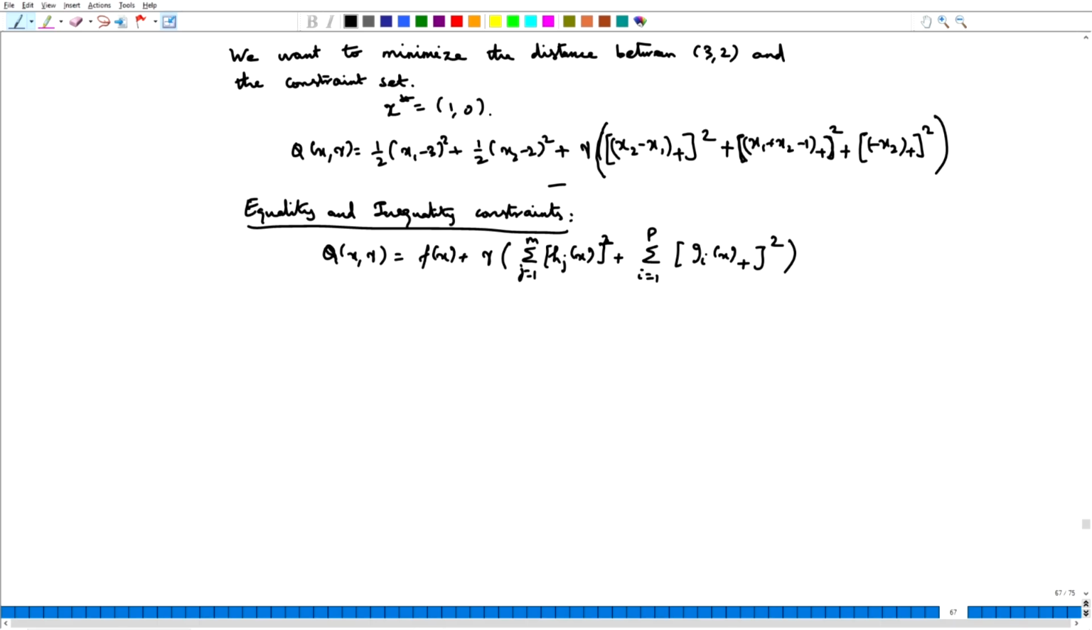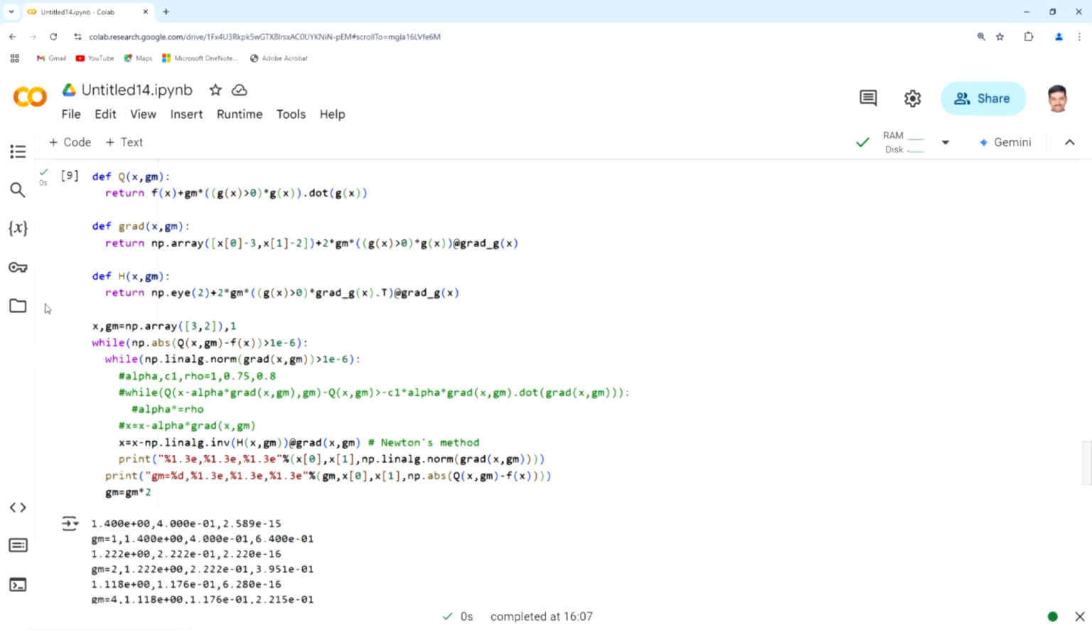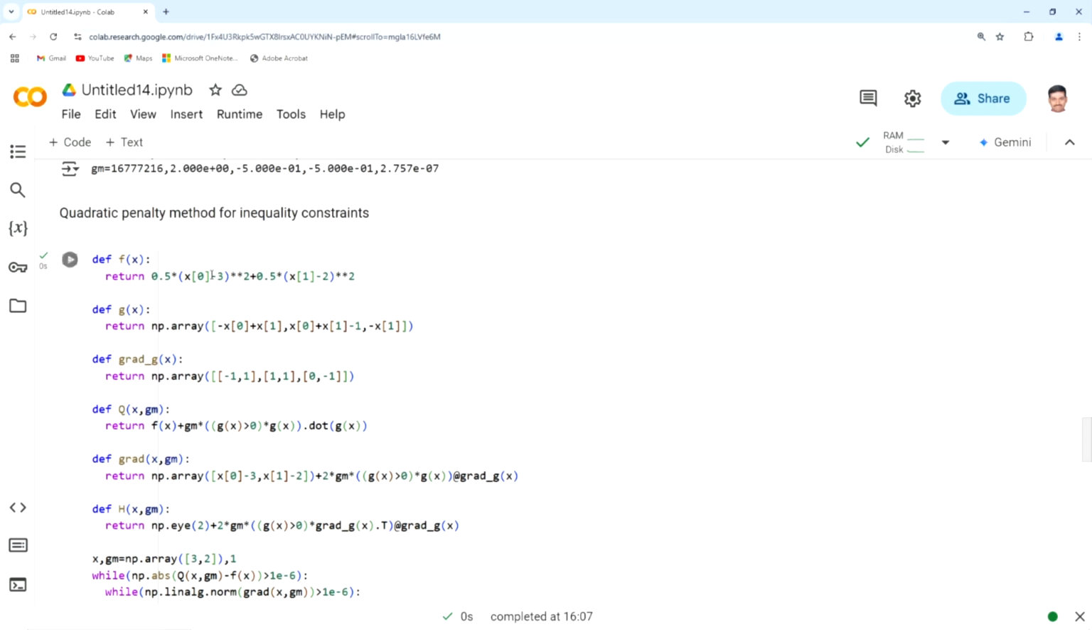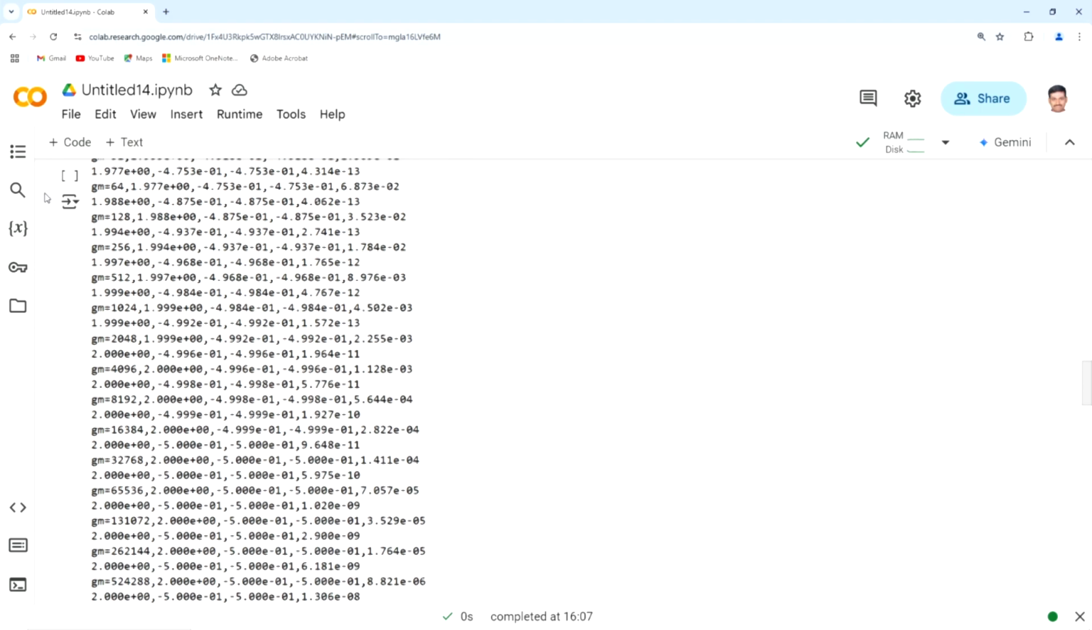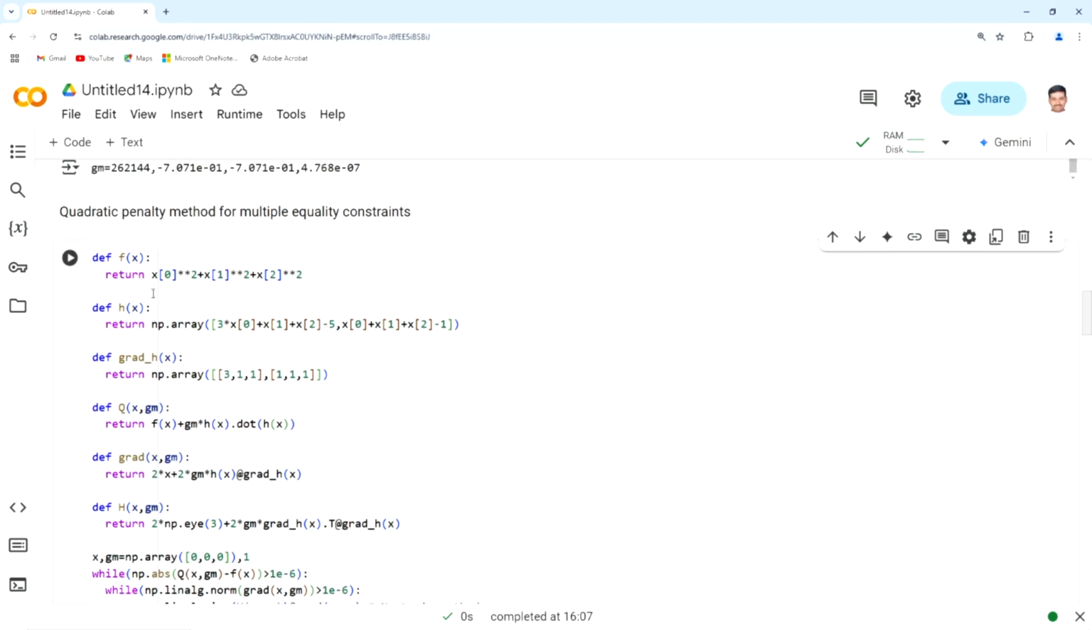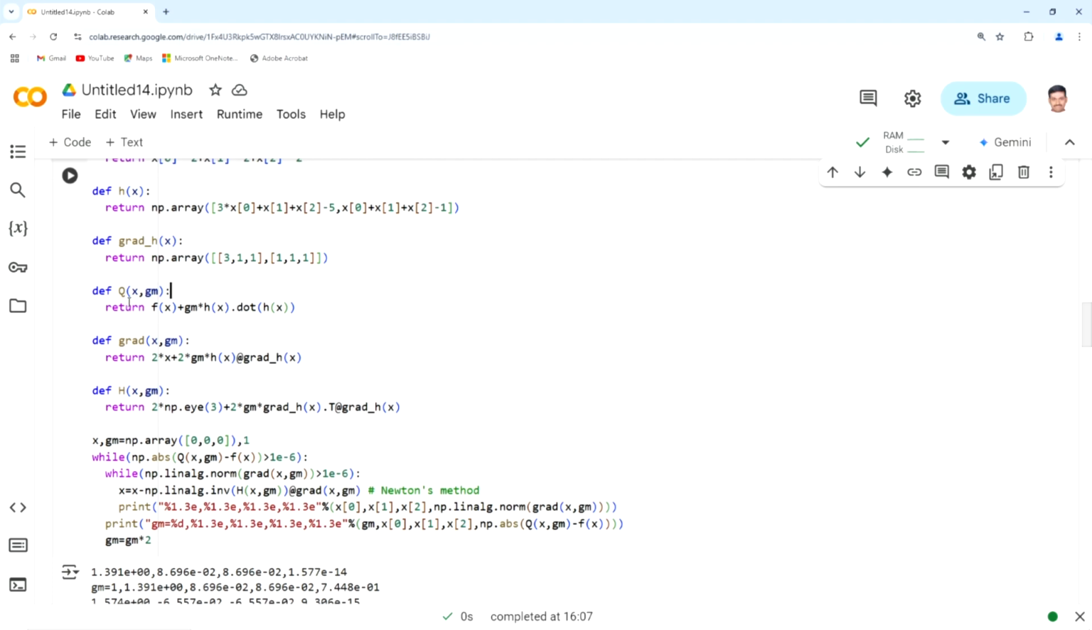The rest is the same, and writing code for both equality and inequality constraints is going to be very simple. I will just indicate this so that you understand what is happening. When you had only inequality constraints, you just defined f, g, grad g and went ahead. When you had only equality constraints, you defined f, h, grad h and went ahead. So, when you have both, you have to define h, grad h, g, grad g, and define q, grad and hess accordingly.